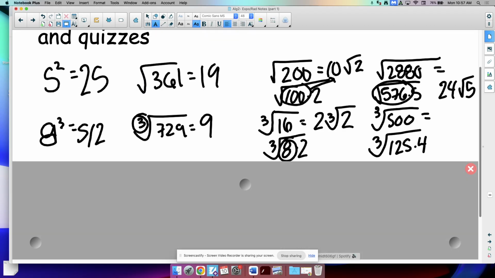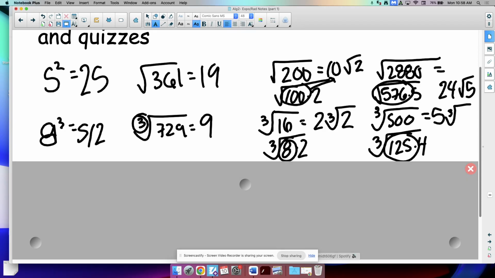Should be 4, I think. So, the 3rd root of 125. What number times itself 3 times is 125? 5. Literally, you just find your 125, go all the way over to the left. That's what it's going to turn into. So the 5 is a big number. It comes out.